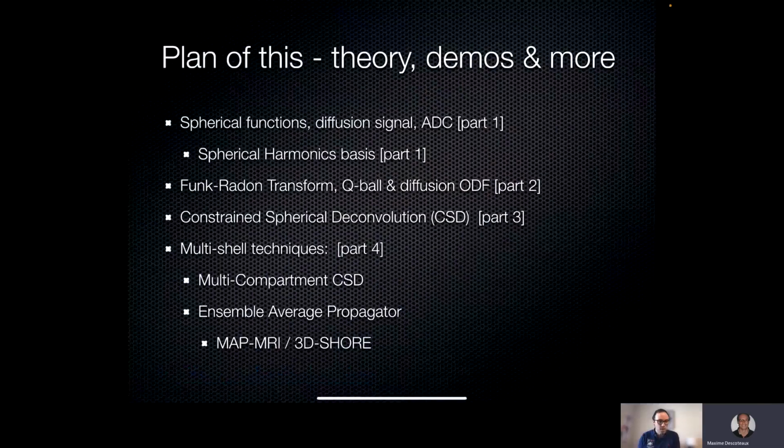Today, the plan is to separate my talk into several parts. In the first part, we'll talk about spherical functions. What does it mean for a signal to live on the sphere? How do we represent it? What's the diffusion signal? What is the apparent diffusion coefficient on this sphere? I will also introduce spherical harmonics. In other parts, we'll get into Q-ball imaging, diffusion ODFs, constrained spherical deconvolution, and eventually into multi-shell data with the diffusion propagator and multi-compartment, multi-shell spherical deconvolution.